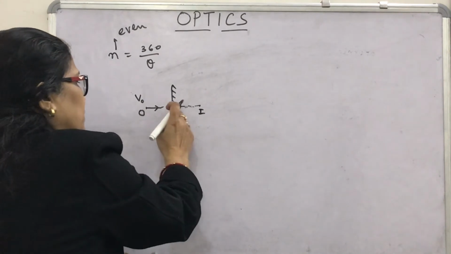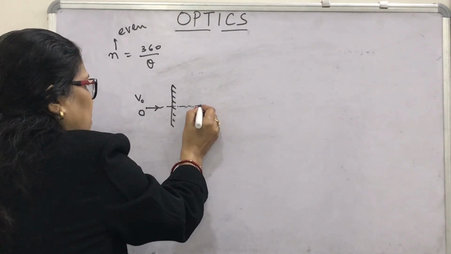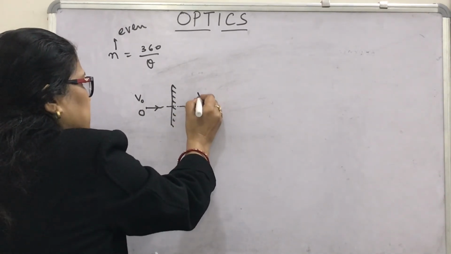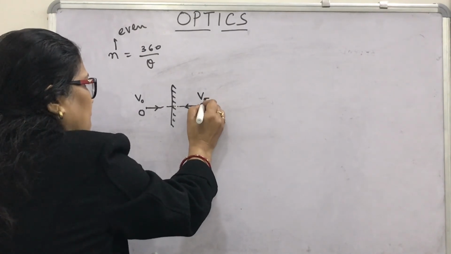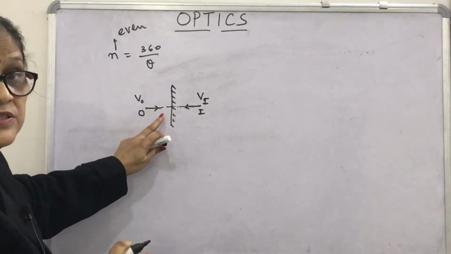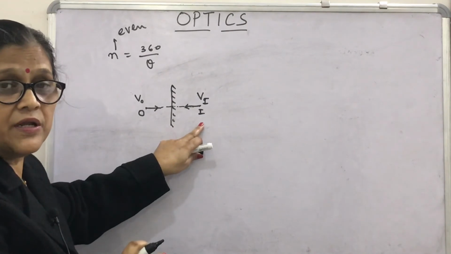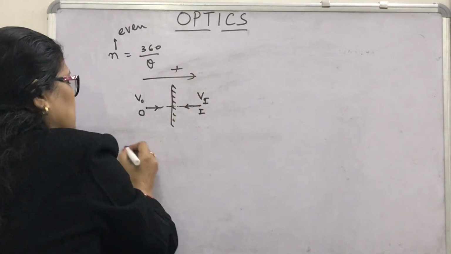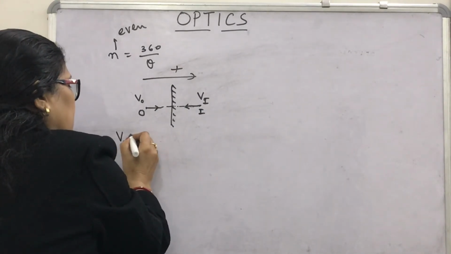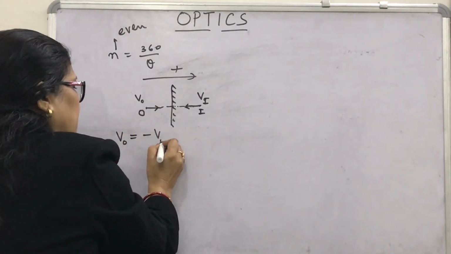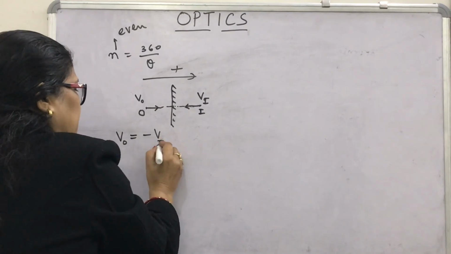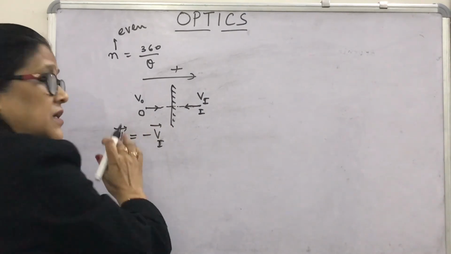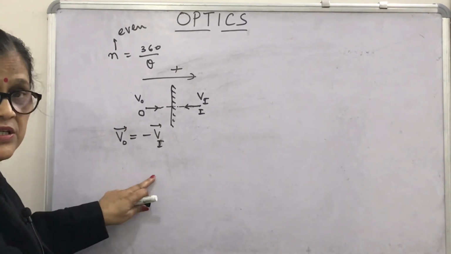If the object moves towards the mirror, then the image will also move towards the mirror with the speed Vi. Remember, we have considered the speed perpendicular to the mirror. Since this is the positive direction, what will you comment? That VO is minus Vi, as velocity is a vector quantity, so you will write like this.